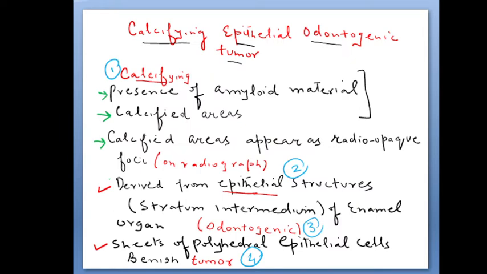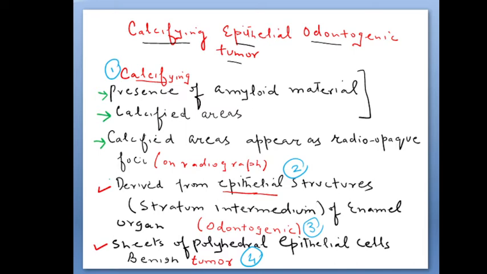Now, calcified areas are seen along with amyloid material. These are characteristic features of the tumor. They appear as radio-opaque foci on radiograph. Earlier, it was thought to arise from stratum intermedium of enamel organ. But now, most of the researchers say they can also arise from dental lamina.